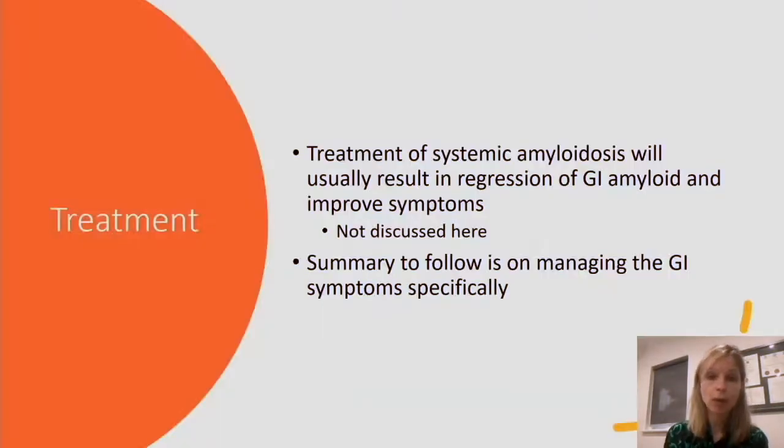So keeping all of that in mind, we'll move and spend the rest of the talk now really focusing on the different treatments in amyloidosis. Now the treatment of systemic amyloidosis in general will usually result in stabilisation or even regression of GI amyloid and therefore improve symptoms. But I'm not going to talk about that aspect of it. I'm going to be focusing now mainly on managing the gastrointestinal symptoms specifically.